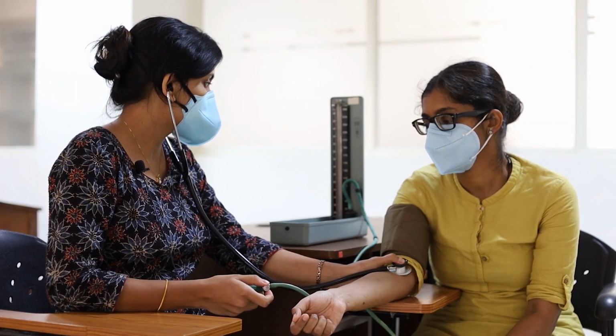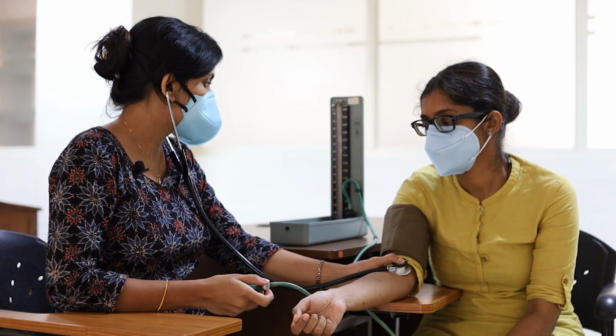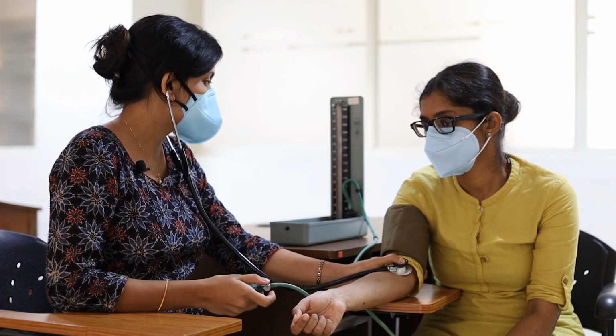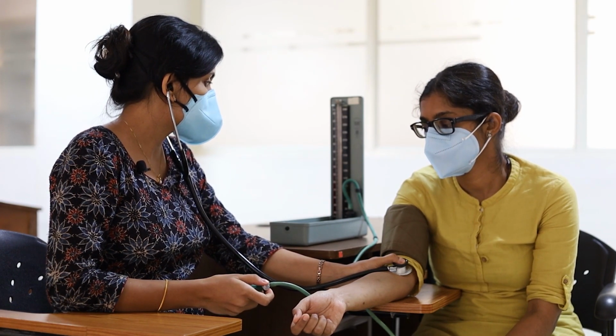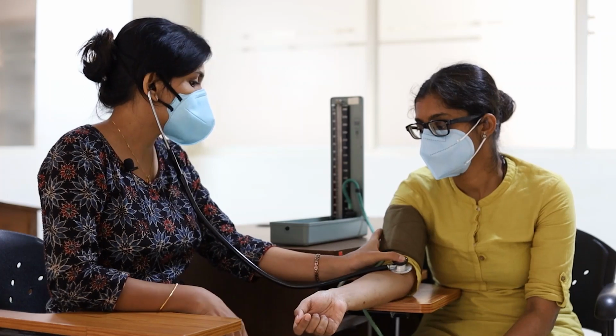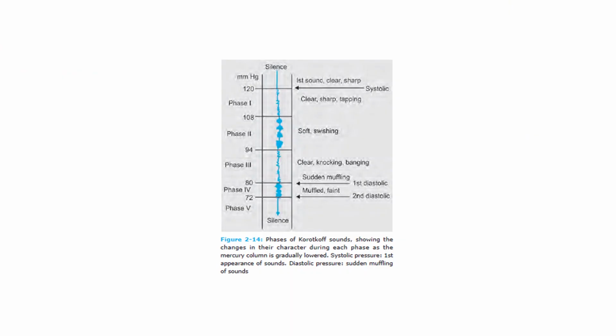Then slowly deflate the cuff, listening to the serial changes in the sound. Note the manometer reading when the sound completely disappears. This corresponds to the diastolic blood pressure. The series of sounds heard during deflation are called Korotkoff sounds. It is divided into 5 phases.